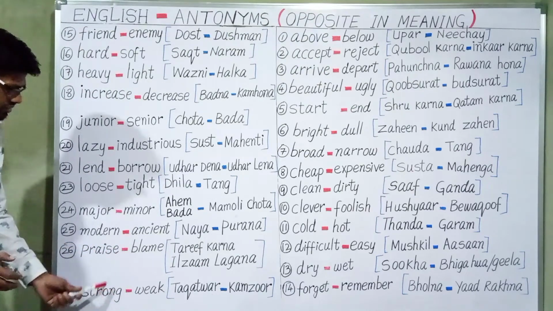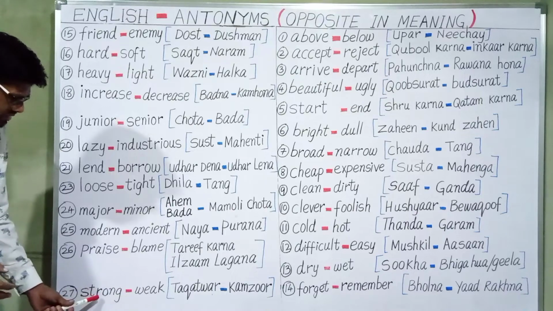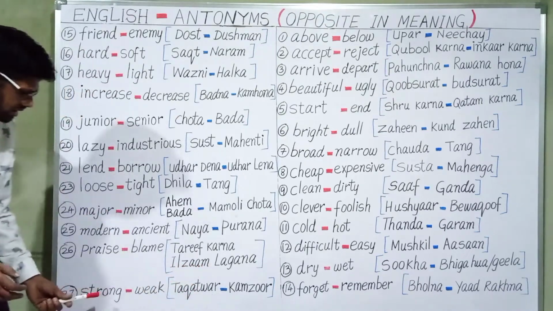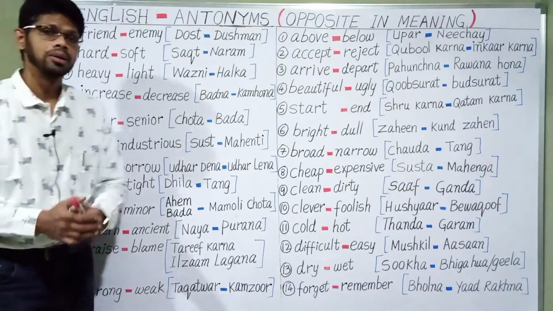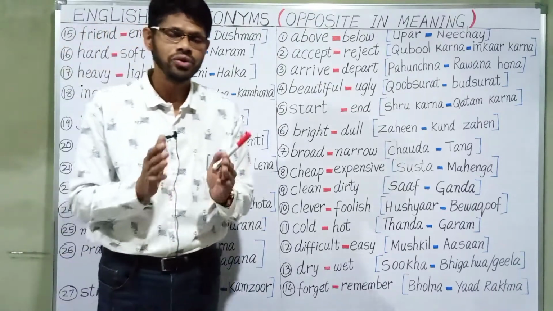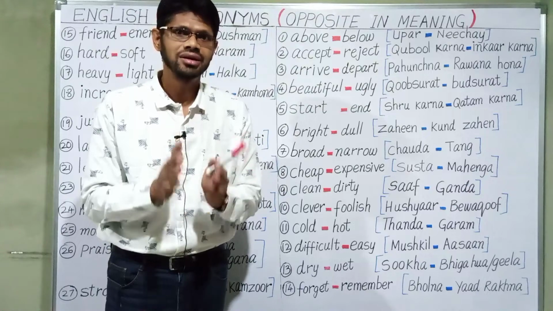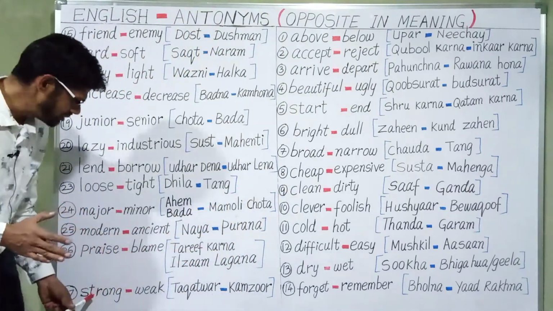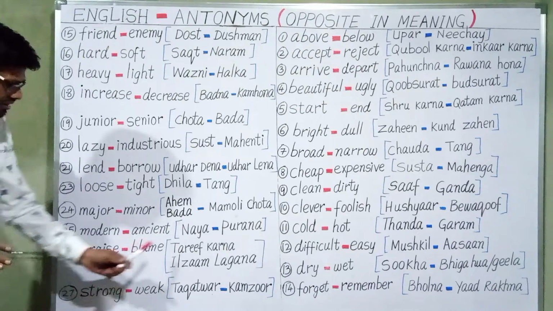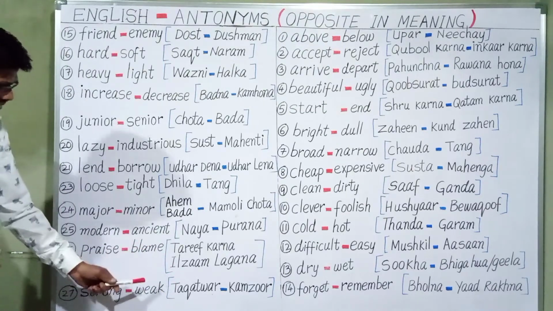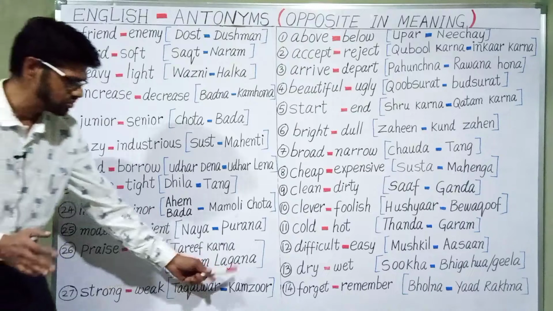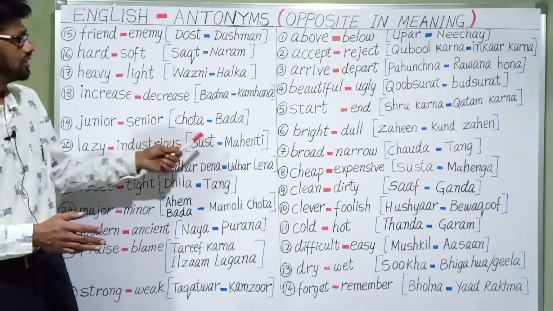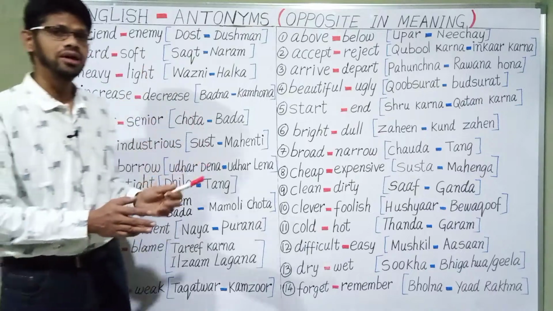What is the opposite of strong? Weak. Strong, ताकतवर. Weak, कमज़ोर. Okay. So if you want to be healthy and strong, we should eat a proper, healthy and nutritious diet. Okay. So strong, what is the meaning of strong? ताकतवर. And opposite of strong is weak. Weak means कमज़ोर.